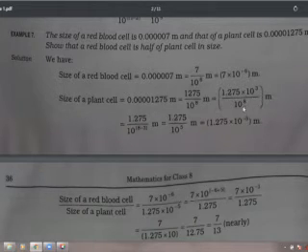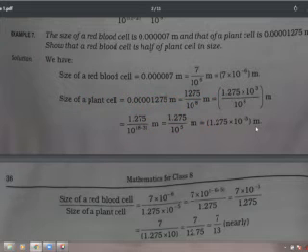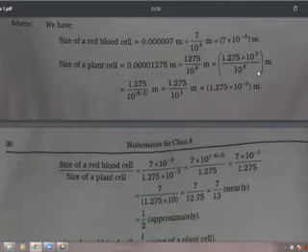Okay, so when this will go up, it will be subtracting 8 from 3, so 8 minus 3, that is 5. So when it goes up, it becomes minus, so we can write 1.275 into 10 to the power minus 5, that is the standard form of size of plant cell. Now we will be dividing to know which one is half and double.